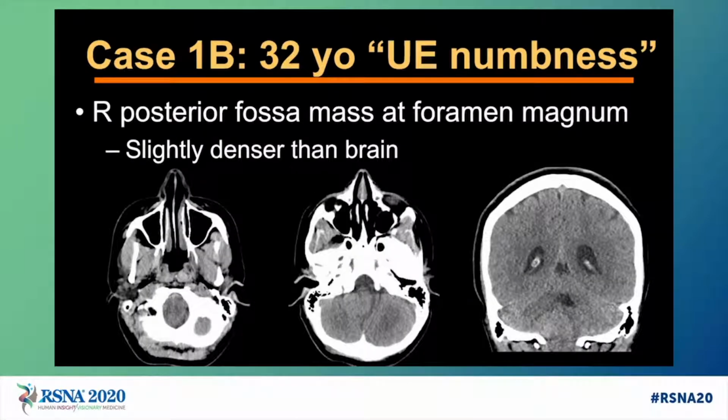Another related case. It's a 32-year-old who presented with progressive upper extremity numbness. The non-contrast CT is a little bit challenging, but if you focus, I think you can see that there's a mass in the posterior fossa at the level of the foramen magnum. It lies just to the right of midline and has some considerable mass effect on surrounding structures. And it's hard to see because it's only very slightly denser than the normal brain.